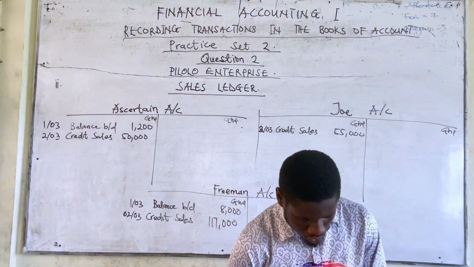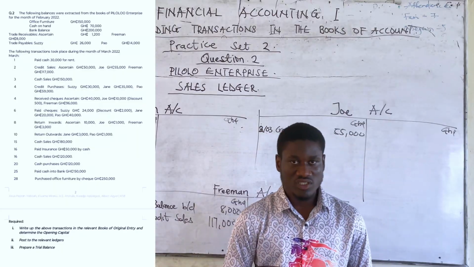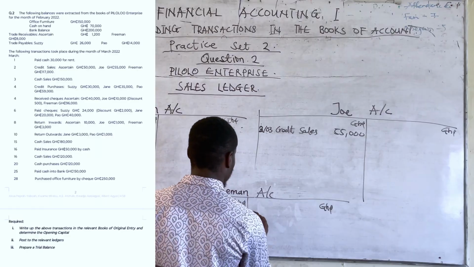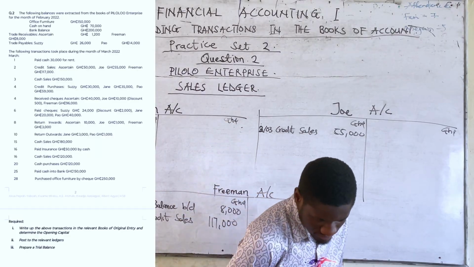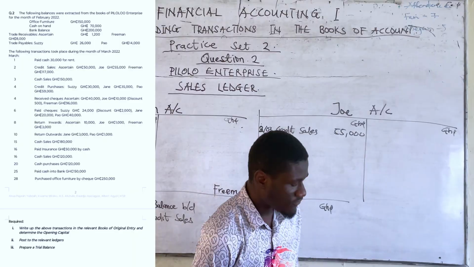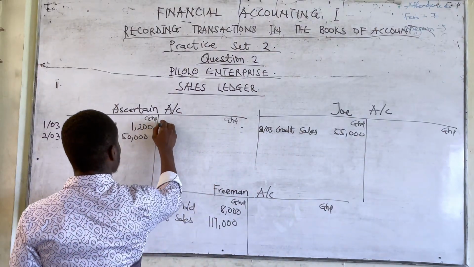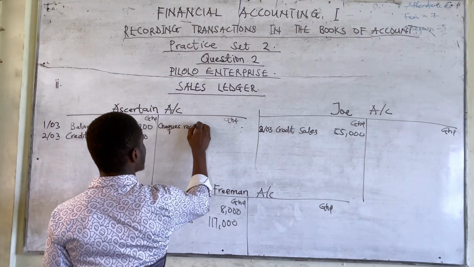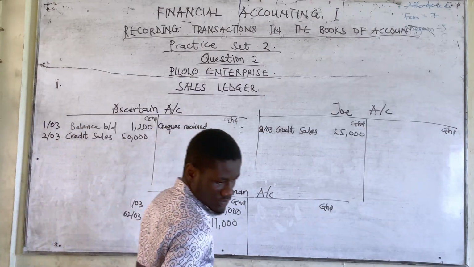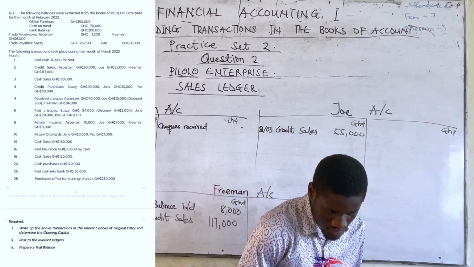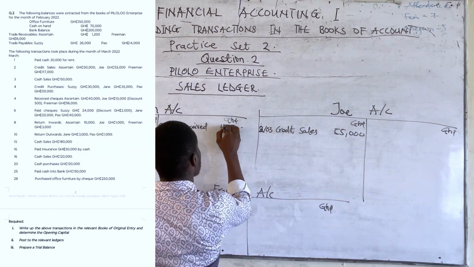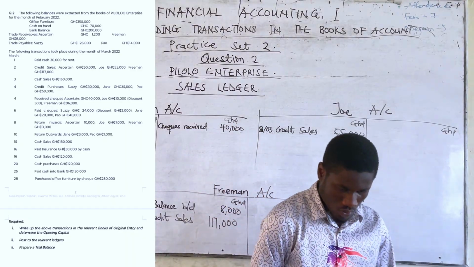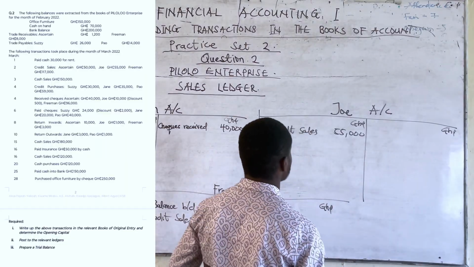So we move on to checks received. Checks received will be here. So we have Ascertain to be what? 40,000. So checks received, Ascertain is 40,000. Then Joe was 10,000.